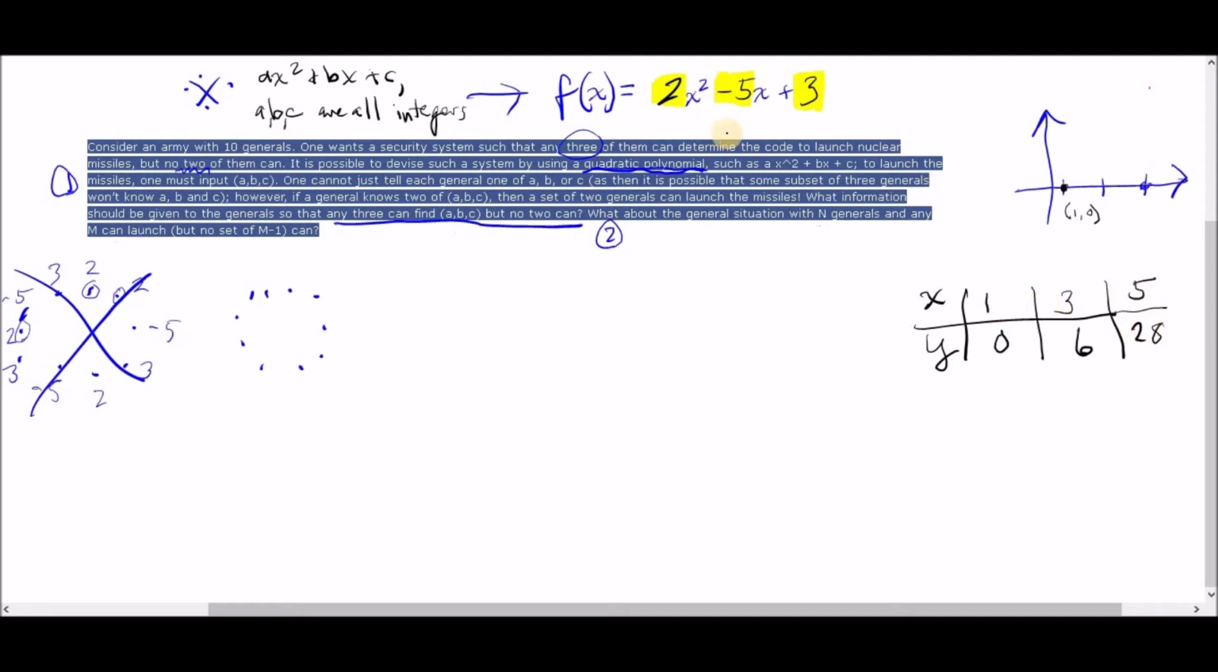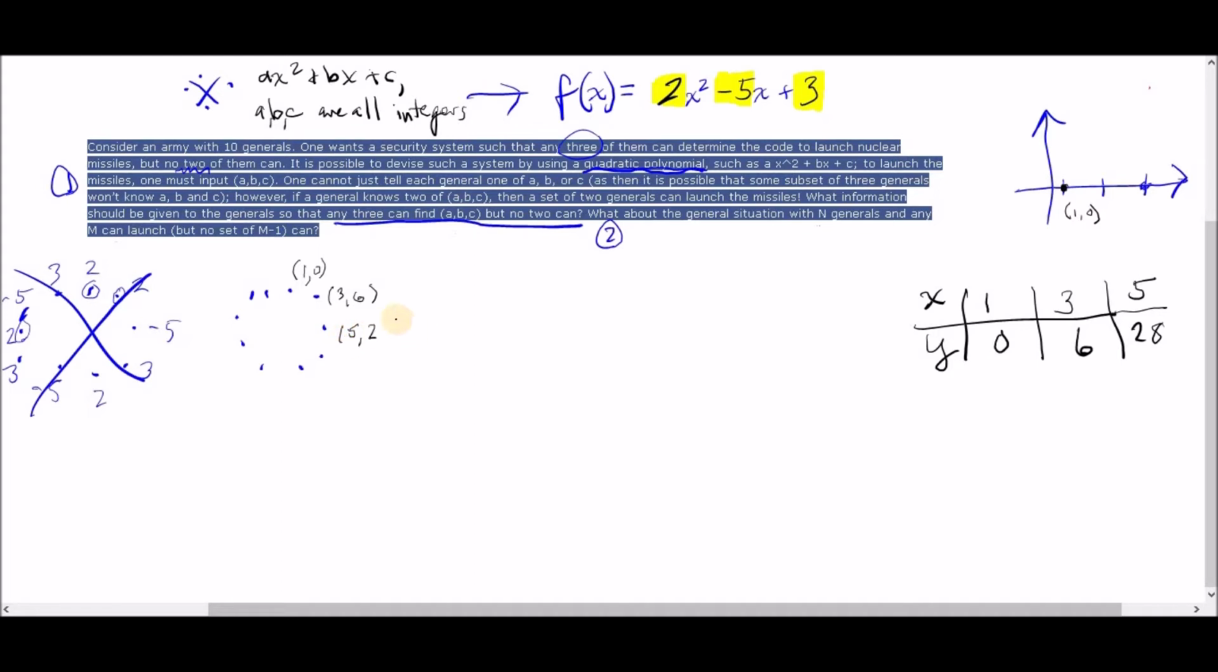This is enough. I know what my function is. I don't really care what the graph looks like at this moment. I have a table of values, and I can give every general a unique value in this way. But at a minimum, they need 3 points. So let's just say for now, I give this general 1, 0. I tell you, okay, it's a quadratic function. I'm giving each of you a different number, and you can only know each other's numbers when you get together. Right? So 3, 6, and then 5, 28.